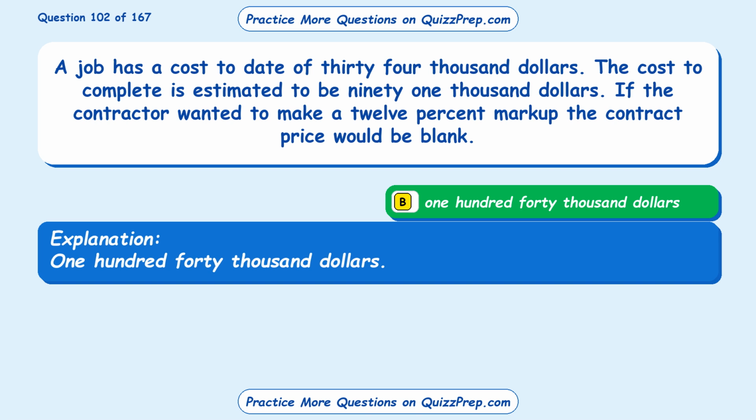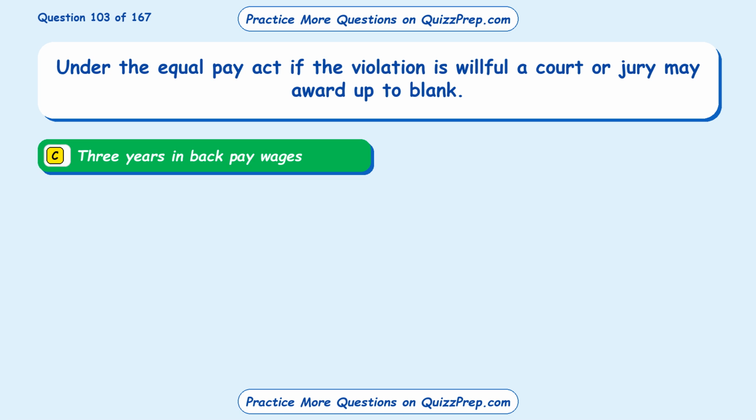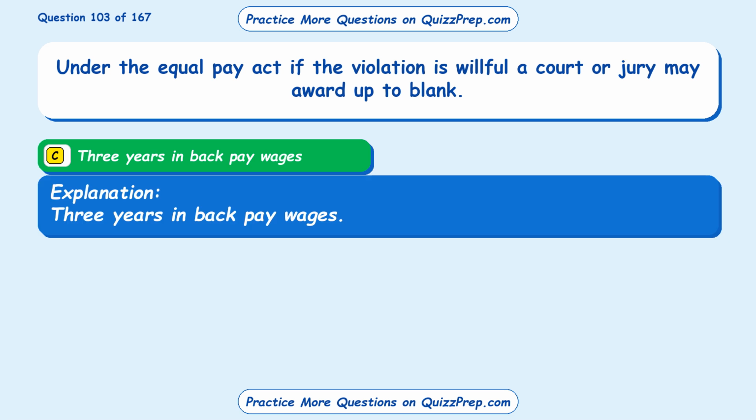$140,000. Question 103. Under the Equal Pay Act, if the violation is willful, a court or jury may award up to blank. Option A, 1 year in back pay wages. Option B, 2 years in back pay wages. Option C, 3 years in back pay wages. Option D, 5 years in back pay wages. The correct answer is option C, 3 years in back pay wages.